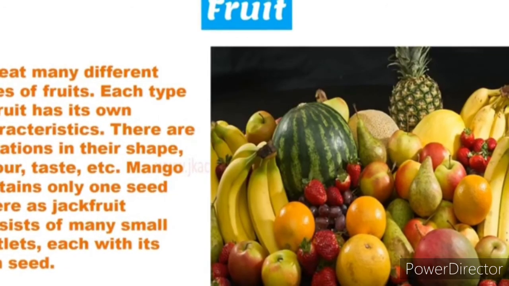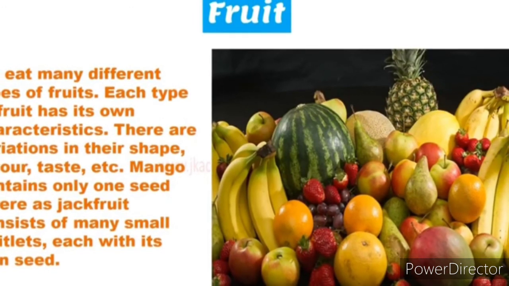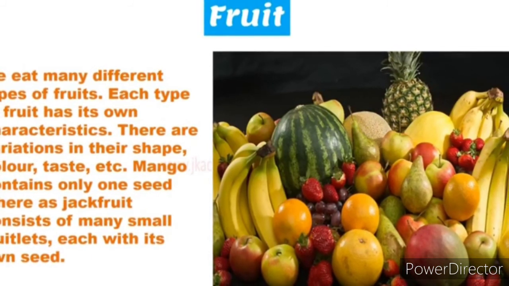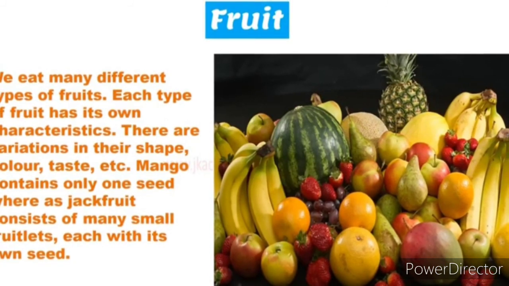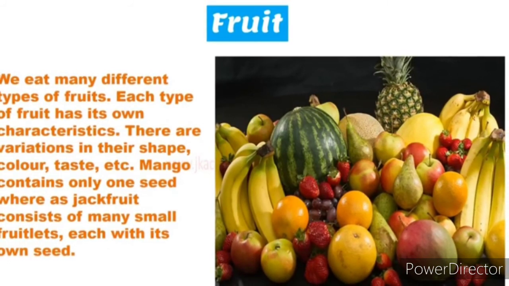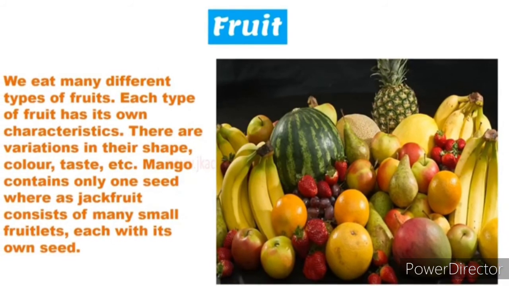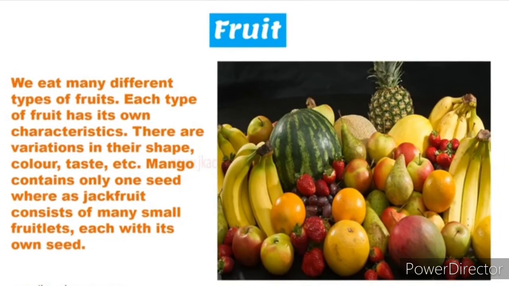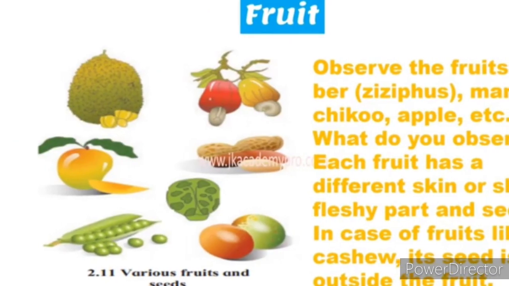We eat many different types of fruits. Each type of fruit has its own characteristics. Its color is different, taste is different, shape, size, everything is different in every fruit. That is the characteristic of that fruit. There is variation in their shape, color, taste, etc. The mango contains only one seed, whereas the jackfruit consists of many small fruitlets, or you can see the watermelon, you can see papaya. There are many seeds there.